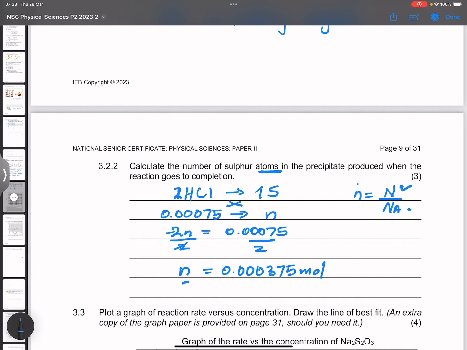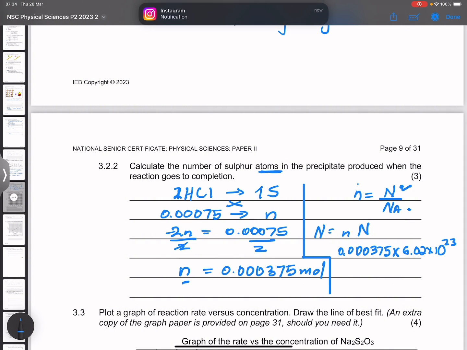And now we're going to look for, can I just make some space here? So the number of atoms would be the number of moles multiplied by Avogadro's number. So that's 0.000375 multiplied by Avogadro's number. And please remember, in this case, that's 6.02 times 10 to the exponent 23, right?